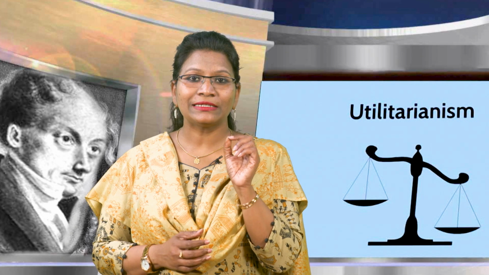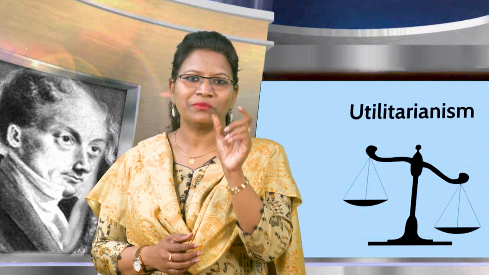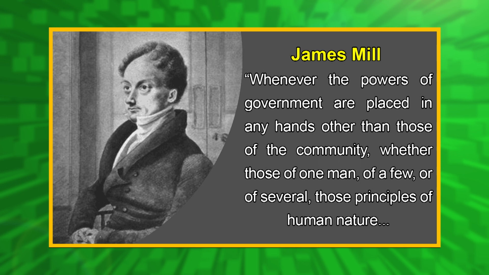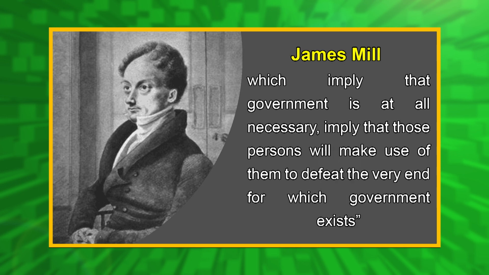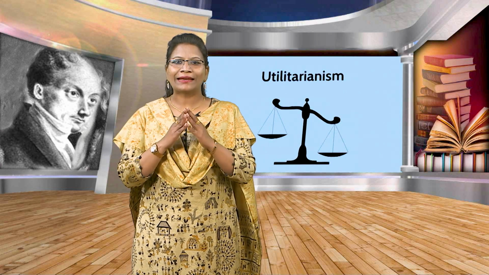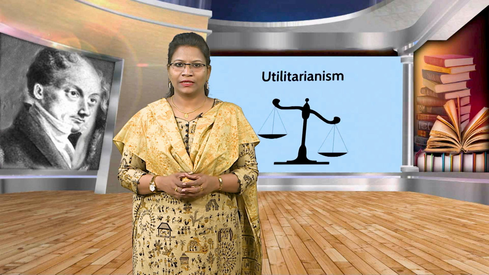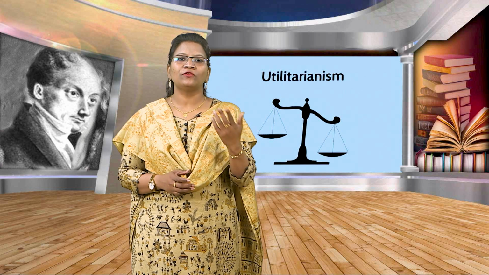James Mill therefore recognizes that the answer has to be democracy, and hence he wrote, and I quote, "Whenever the powers of government are placed in the hands other than those of the community, whether those of one man, of a few, or of several, those principles of human nature which imply that government is at all necessary, imply that those persons will make use of them to defeat the very end for which government exists." Unquote.